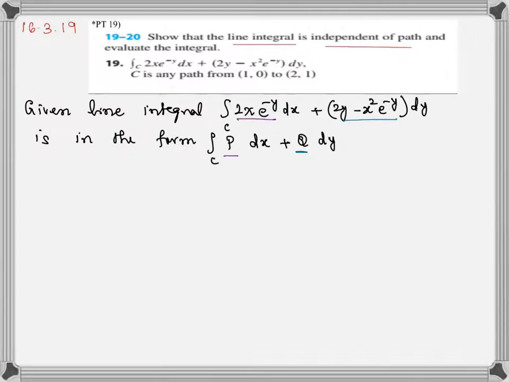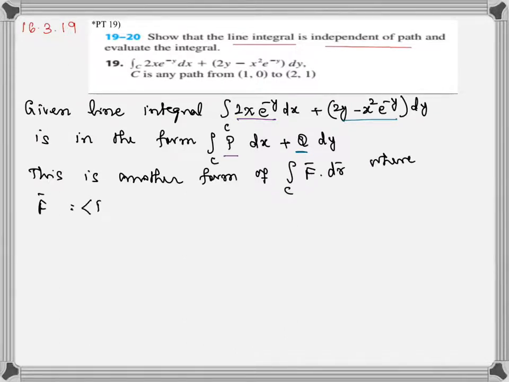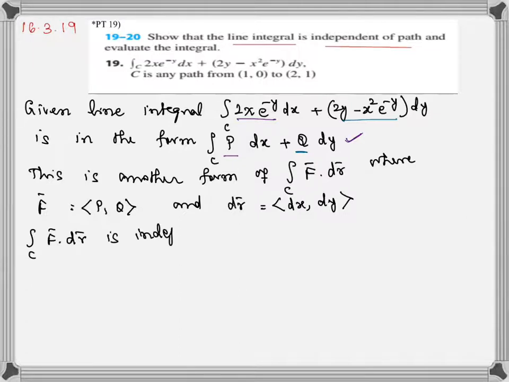So now, this integral in the form P dx plus Q dy is the same as the integral of F dot dr, where F has components P, Q and dr has components dx, dy. If you take the dot product, you are going to get P dx plus Q dy, which is the integrand in this form. So this is another form of finding the same line integral we have been talking about in this section.